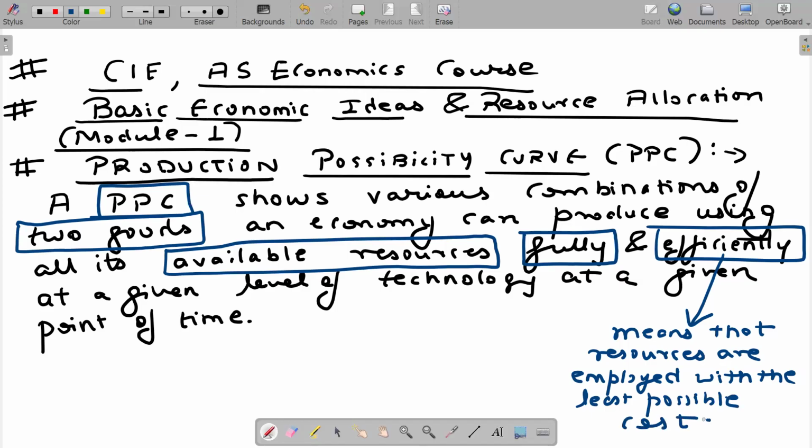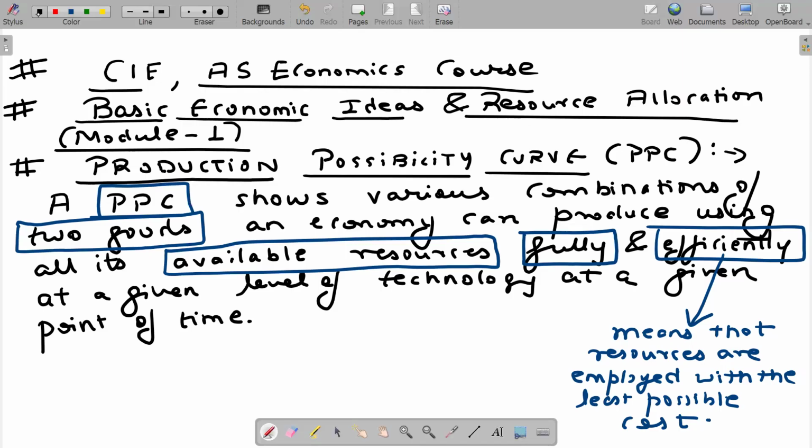Okay, so all the resources are fully and efficiently employed at a given level of technology at a given point of time. So, a combination of two goods the economy can produce with its available resources and a given level of technology. Now let's look at some of the assumptions.